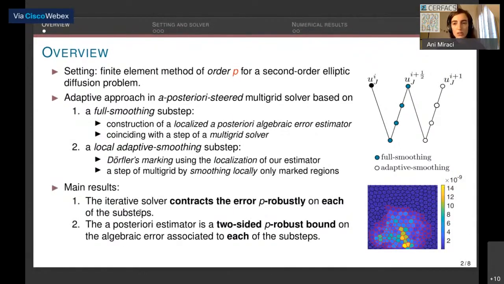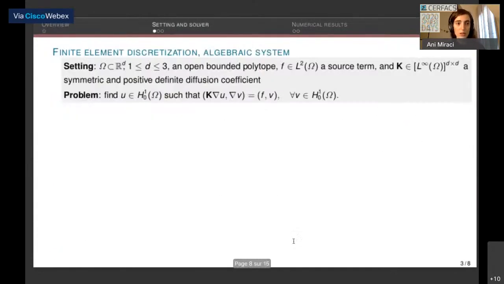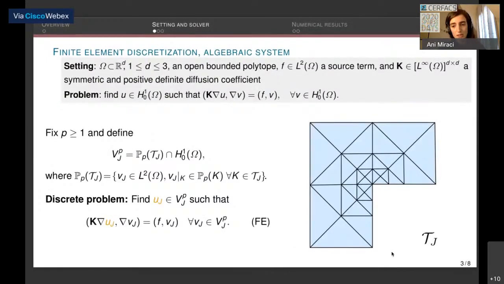We can show that each of these two V-cycles contracts the algebraic error p-robustly, and that the a posteriori estimators for these V-cycles are p-robustly efficient. Then we will give some numerical results. So this is our setting. We have our diffusion problem. Let's say this is our finest mesh.